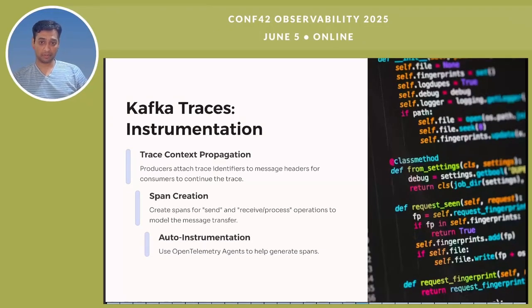From an instrumentation perspective, like what we talked about, you have to have that context propagation. So they will attach identifiers, watermarks to the message headers, and consumers will continue that same trace. They'll use the same identifier and add whatever they need to add for the span. There is an auto instrumentation available with OpenTelemetry. I don't want to go into detail around that, but there is a really good blog about that on the OpenTelemetry website. So check that out.